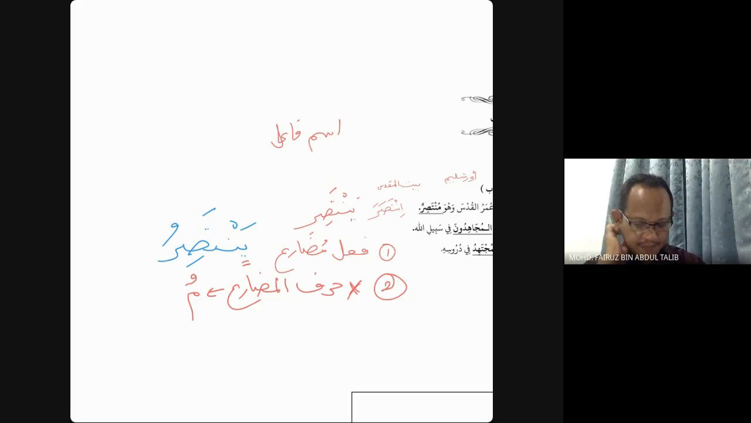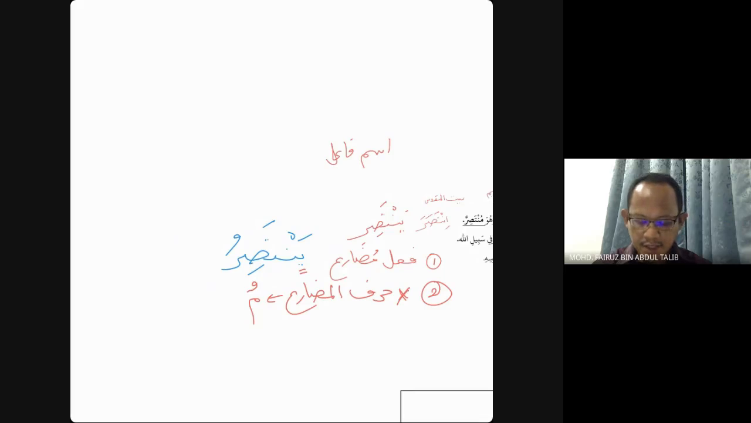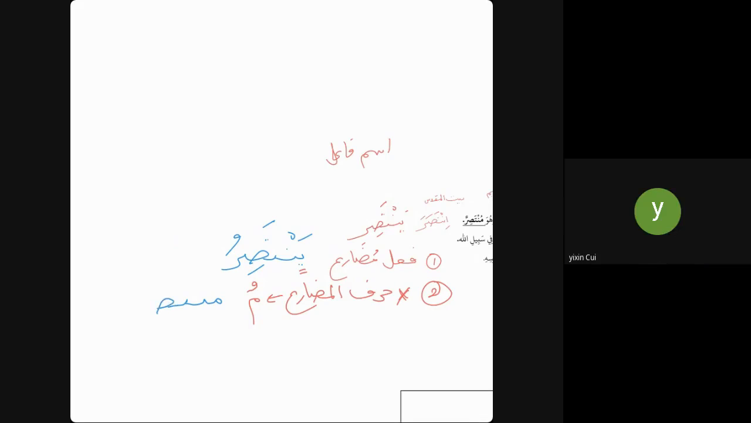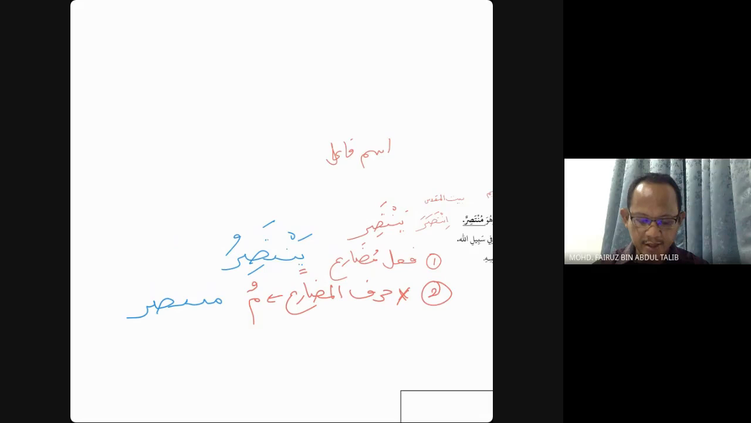Again, I repeat. Step number 1, you find the fi'il mudari'. Step number 2, you remove the ya and replace it with a mim. So the word now is mim, nun, ta, sad, ra. That is the new word that you get, and the mim has a dhamma. That is step number 2.